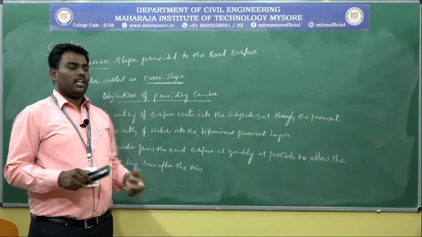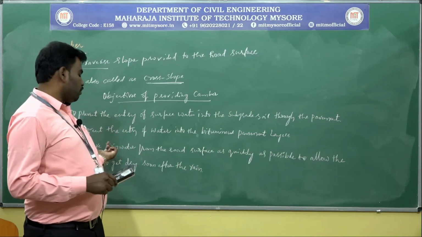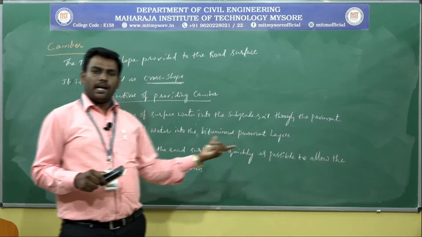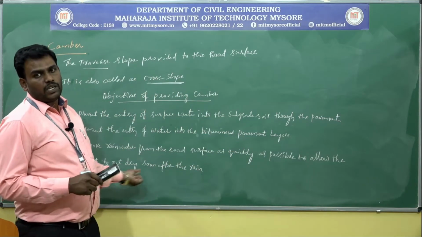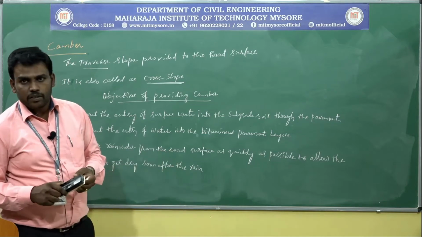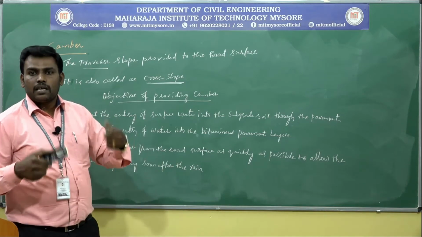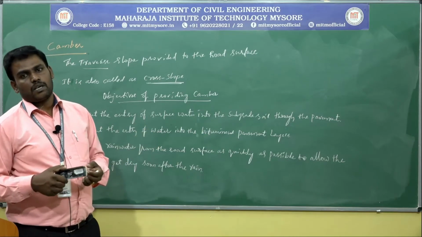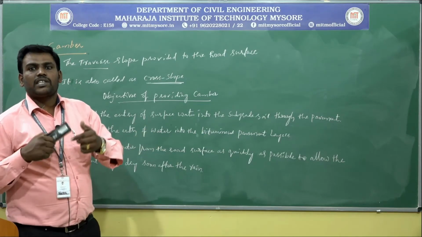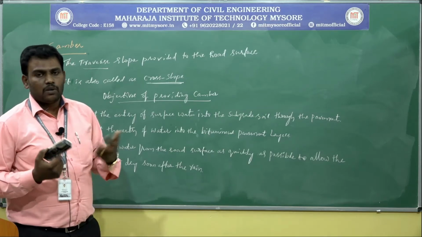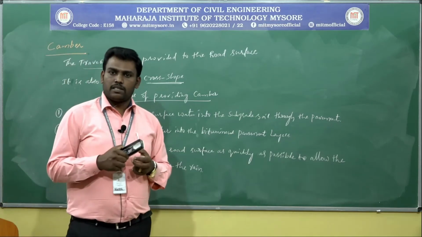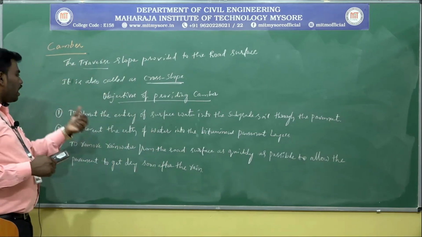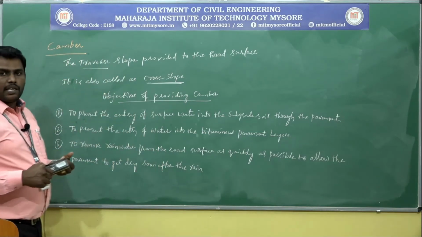That's why if you provide the camber, it may remove the rainwater from the road surface as quickly as possible and allow the pavement to get dry soon after the rain. Then the road surface becomes dry, and we can achieve adequate skid resistance. There may be no chance of slipping of vehicles. Is it clear? These are the three objectives of providing camber.